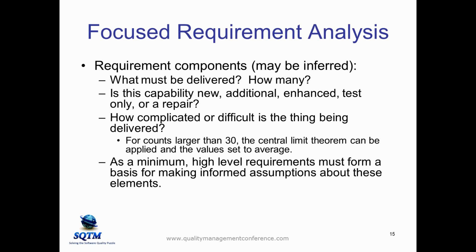One nice thing, though, is that if we have counts larger than 30, we can use the central limit theorem to set all the values to average. So if somebody tells me I need to write 2 new reports, I want to find out, are those easy reports, hard reports, average reports, what are they? If somebody tells me I need to develop 100 new reports, I don't need to figure out how complicated those reports are. I know that from an estimation perspective, I can assume average for those 100. And as a minimum, high-level requirements need to form a basis for making informed assumptions about these elements.